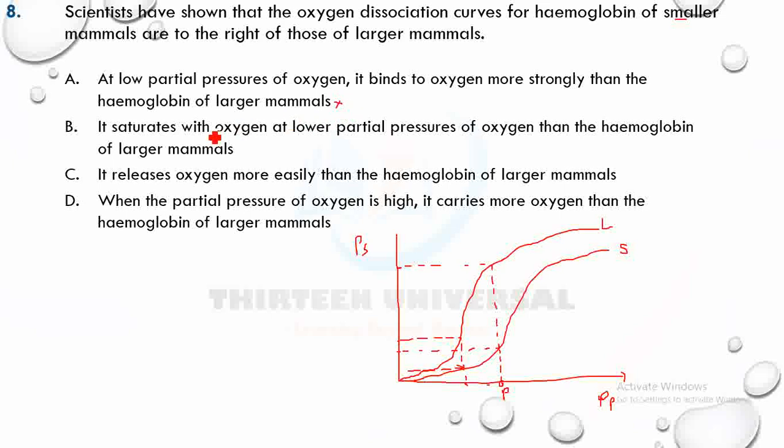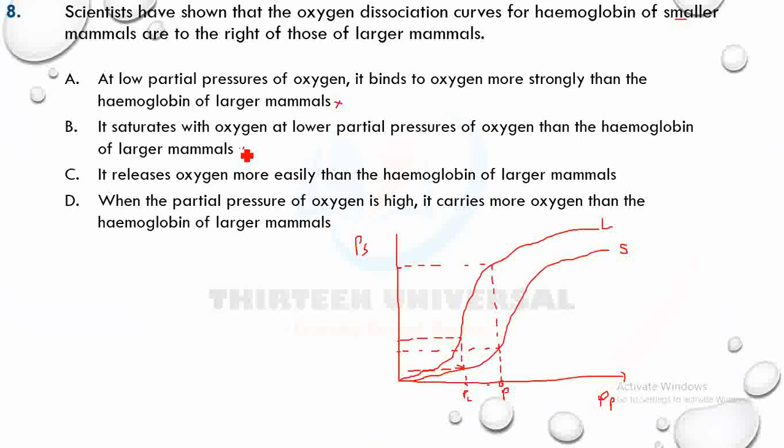Now B says it saturates with oxygen. Now this is talking about smaller mammals. Let's see how they play it. It saturates with oxygen at lower partial pressure of oxygen than hemoglobin of larger mammals. That's not true, because at lower pressure, we have seen that the percentage saturation is low. At the same pressure for larger mammals, it is higher than it. So this statement is not correct, guys.